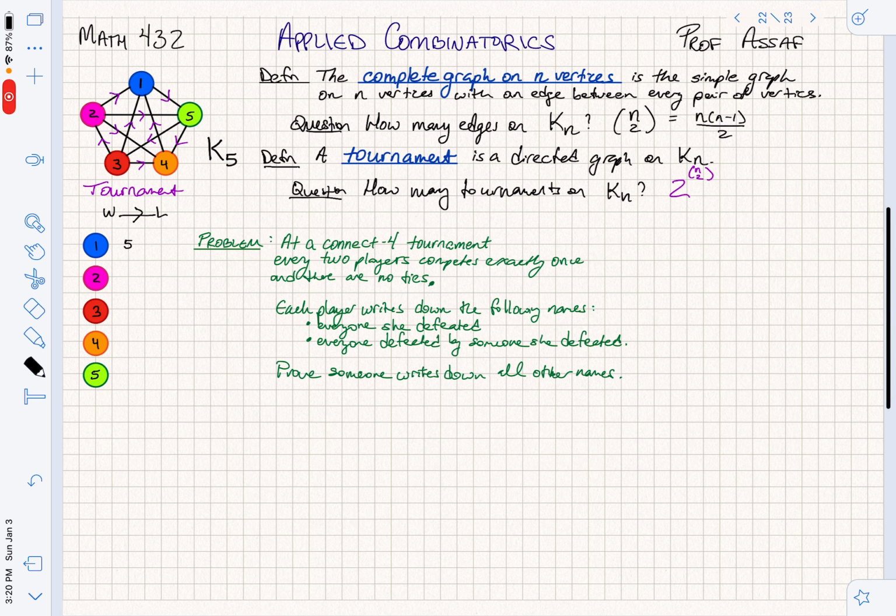Great. Who did player 2 defeat? Now we're looking at this one. Player 2 defeated player 1, and player 4 and player 5. So 1, 4, and 5. Who did player 3 defeat? It looks like player 3 defeated 2, 1, and 4. Player 4 defeated player 1, and player 5 defeated player 4 and player 3, and that's it. Okay, so this is my table of who defeated whom.